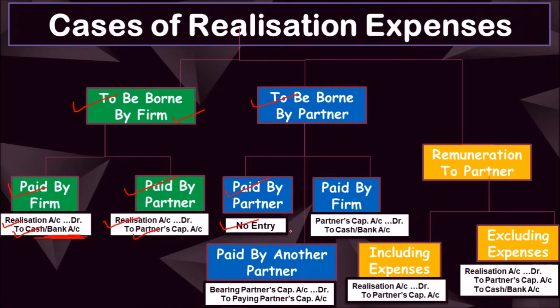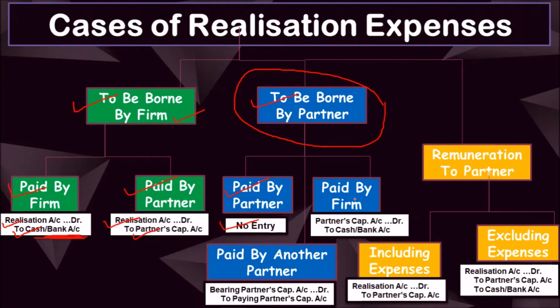Why? Because that is the partner's personal matter. Whatever payment he is supposed to make, he will make, because right now realization expenses are not the expenses of the firm. Why? Because these are to be borne by the partner, not the firm, understood the point? So if it is paid by the partner, no entry will be passed. Entry will be passed when either of these two cases take place.